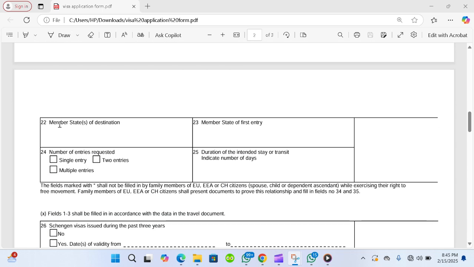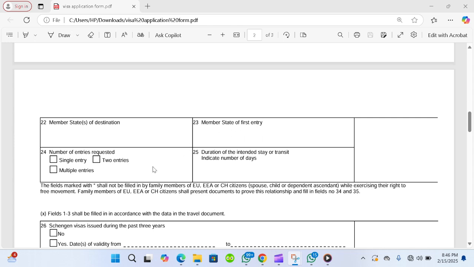Number 22, member state of destination. Here you write the country you're going to. If you're going to Portugal, you write Portugal. If you're going to Germany, Netherlands, or Poland, you write it here. Number 23, member states of first entry. Here just write your country of destination. You can just repeat the same country you wrote here. If it's Portugal, you also repeat Portugal here.